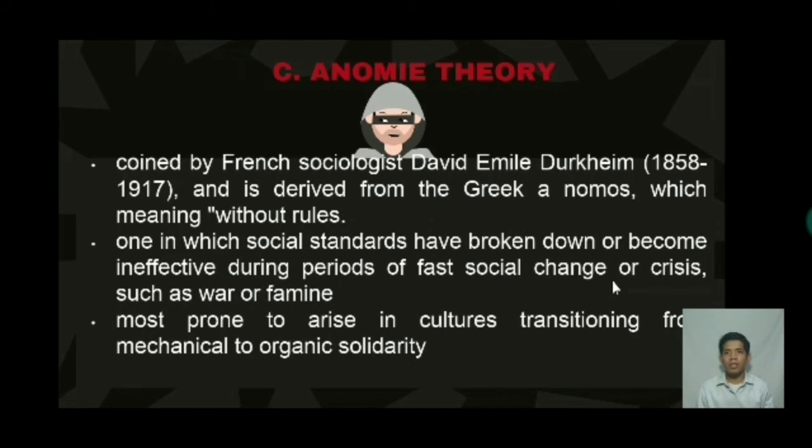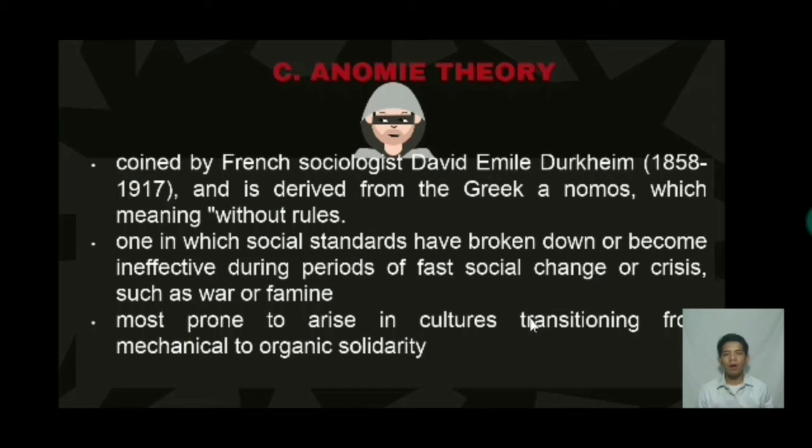So let's proceed to the anomie theory. Anomie theory was coined by French sociologist David Emile Durkheim, 1858 to 1917, and is derived from the Greek nomos, meaning without rules. It describes a condition in which social standards have broken down or become ineffective during periods of fast social change or crisis, such as war and famine. It is most prone to arise in a culture transitioning from mechanical to organic solidarity.